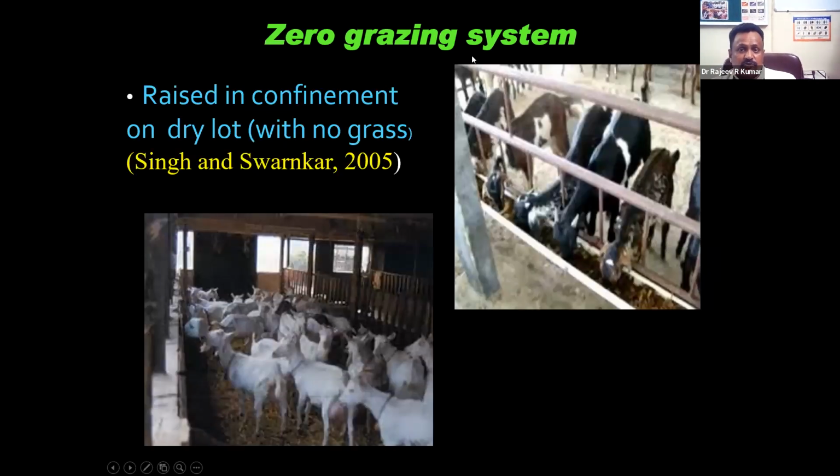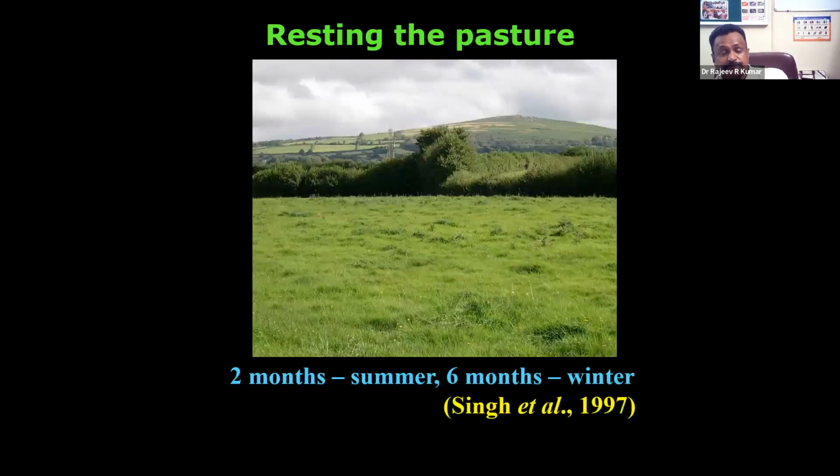There is also the zero grazing system. It is not possible in field conditions. It is a system in which the animals are raised in a confined dry lot. We are not providing green grasses or green herbage. If we always provide dry lots, the animals are free from infective larvae. In this way, infection cannot be established in the host.